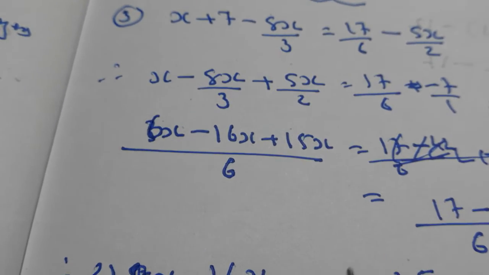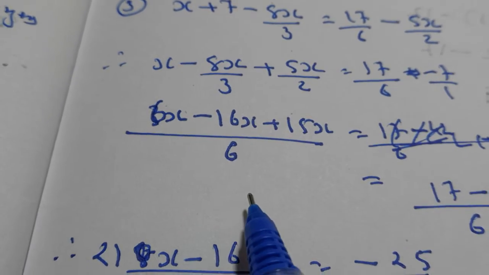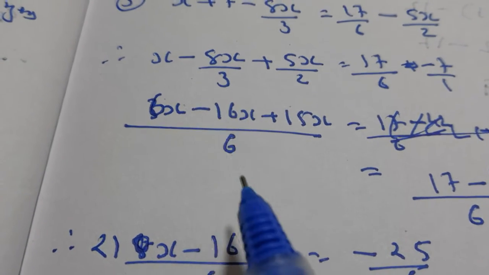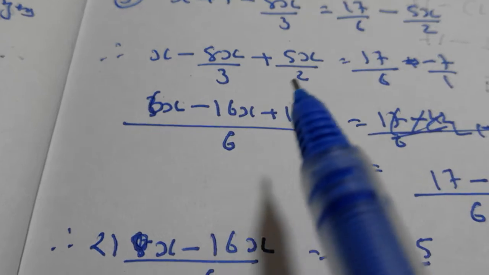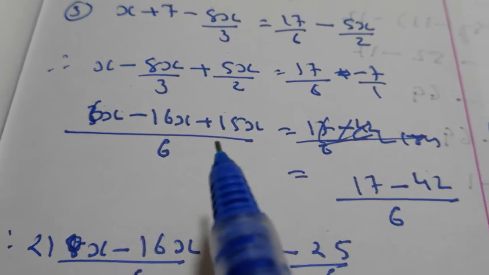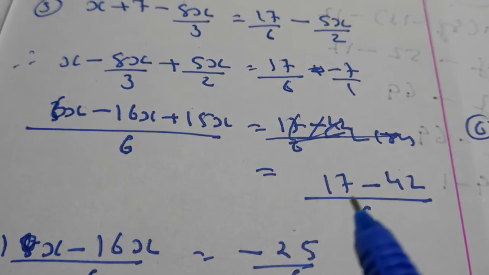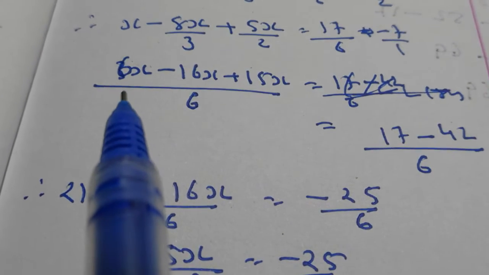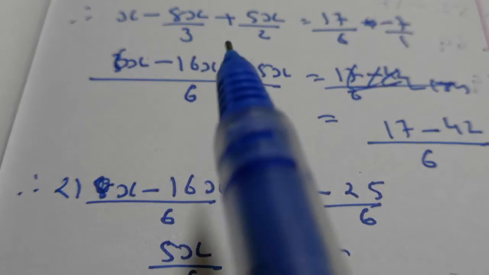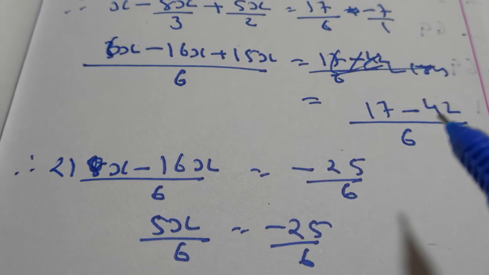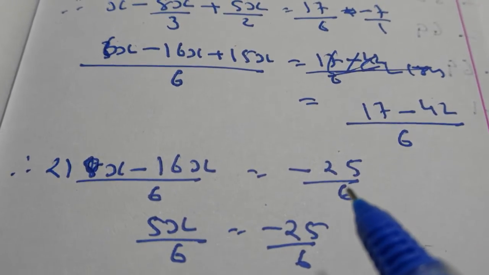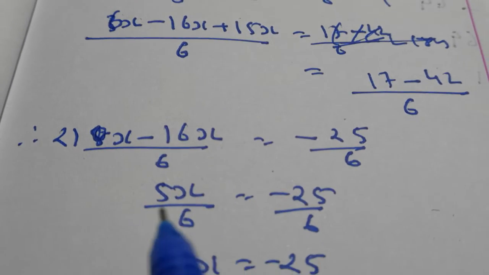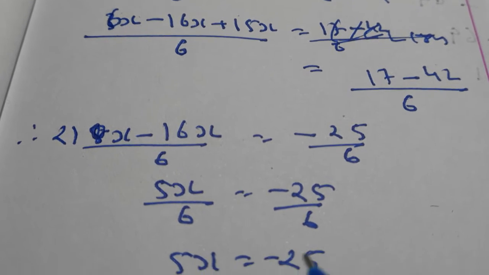So taking LCM, that is 6. So 1 six is 6, so multiplying x by 6, that is 6x. 3 twos are 6, so 8 twos are 16. 2 threes are 6, so 3 fives are 15. Same way 17 upon 6, and 6 sevens are minus 42 upon 6. So 6x plus 15x is 21x minus 16x, and minus 42 minus 17 is minus 25 upon 6. 21 minus 16 is 5x upon 6 equals minus 25 upon 6.